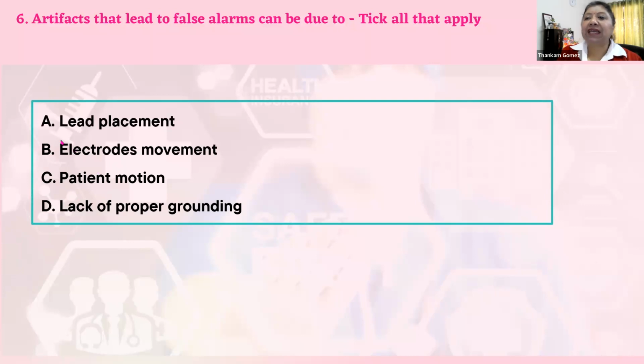If you don't place the lead properly, it can lead to unnecessary alarms. Electrodes might be loose, so they may be moving, or the patient himself could be moving, or the proper grounding of the machine has not happened. Even that can lead to artifacts. I am sure you must have seen ECG machines giving artifacts because they are not grounded well.